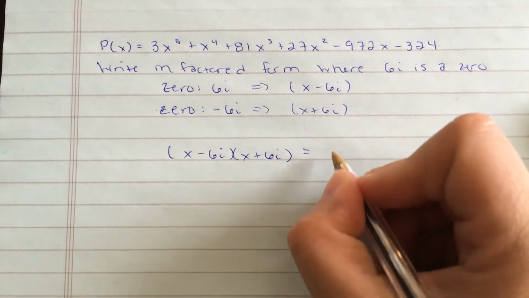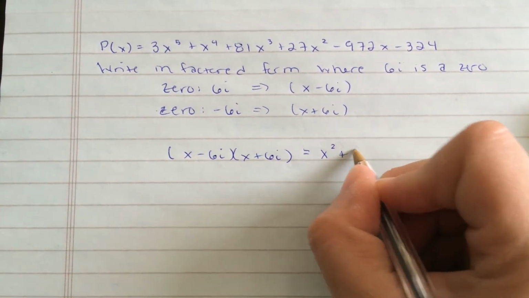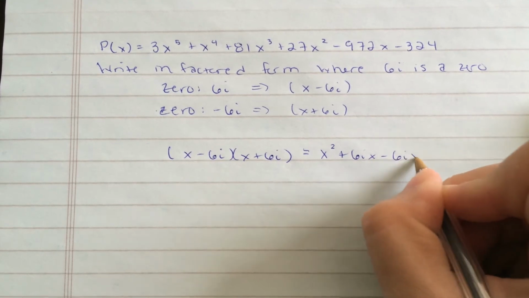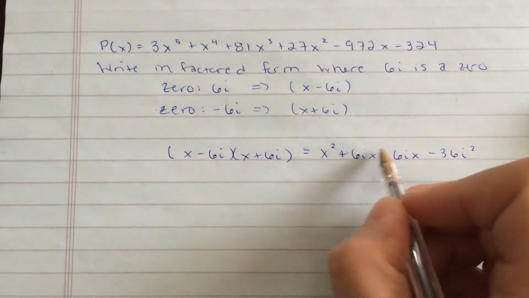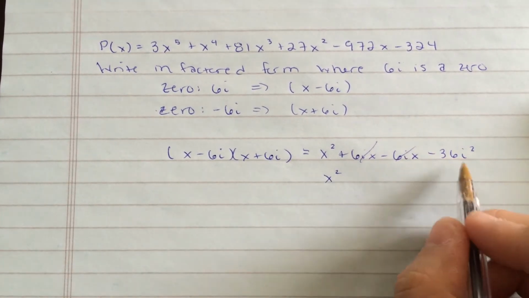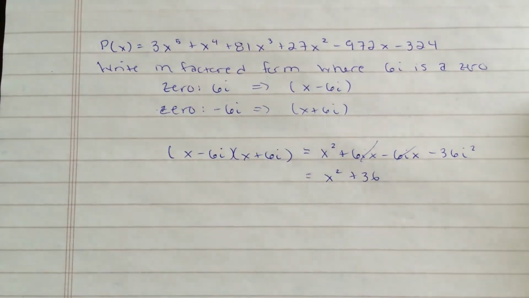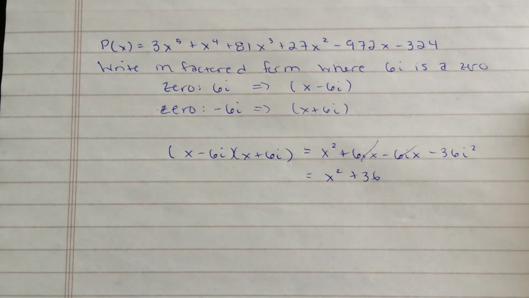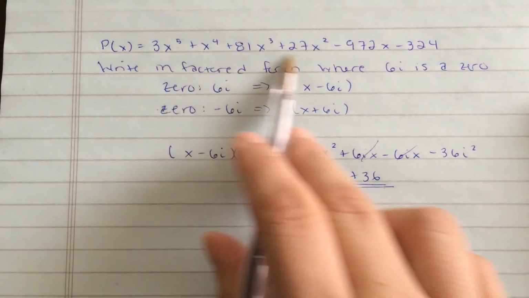Okay. So when I multiply this, I get x squared plus 6ix minus 6ix minus 36i squared. Okay, so these cancel, and then i squared is negative 1, so that becomes positive 36. Okay, so now I have a factor. Now what's really nice about this is I can now divide this into this original thing.